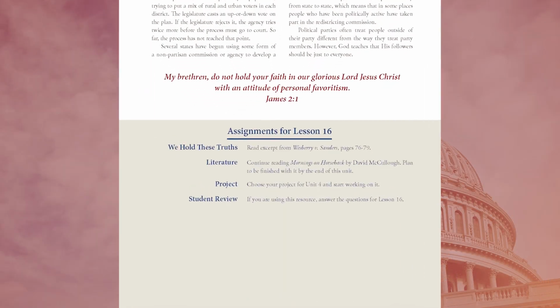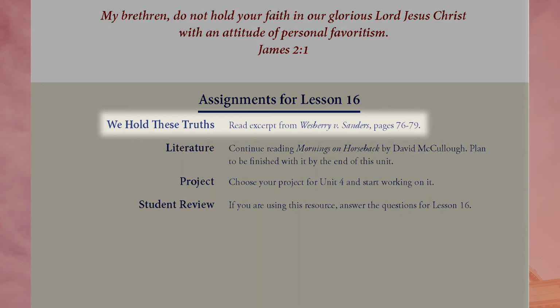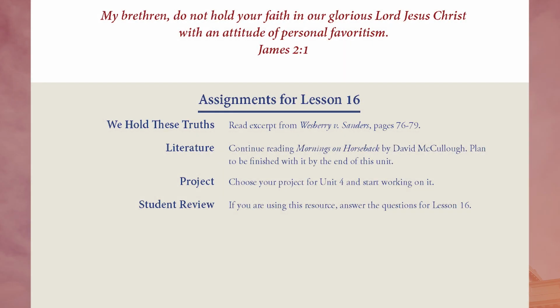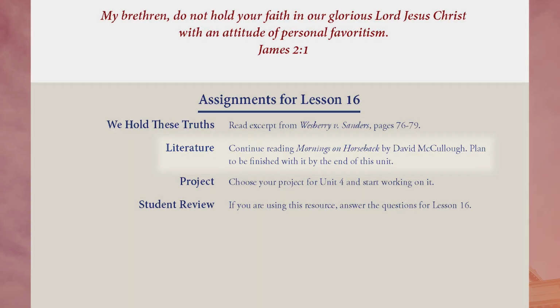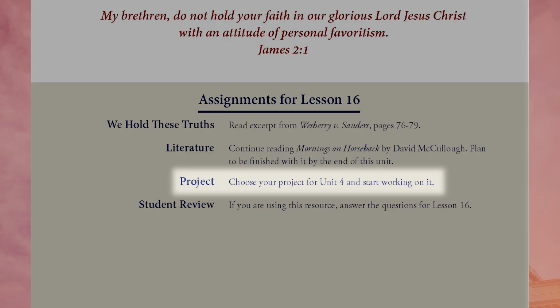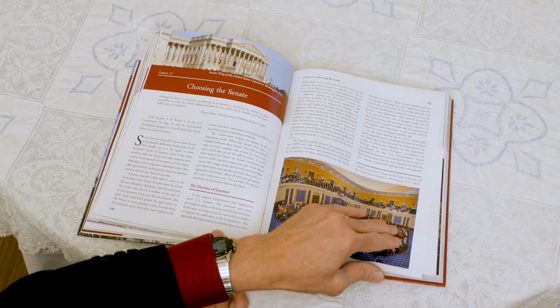After this lesson, the student reads a portion of a Supreme Court decision about how states are to draw their congressional district lines so that each citizen is represented fairly. The assignments also remind the students to continue reading Mornings on Horseback, working on the unit project, and answering review questions in the student review book.